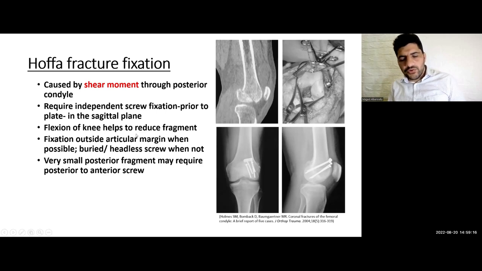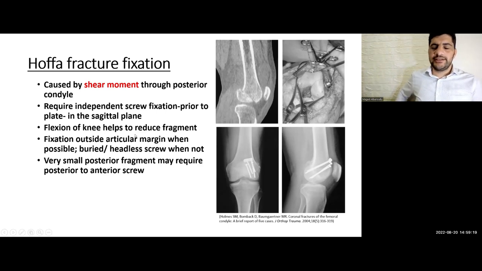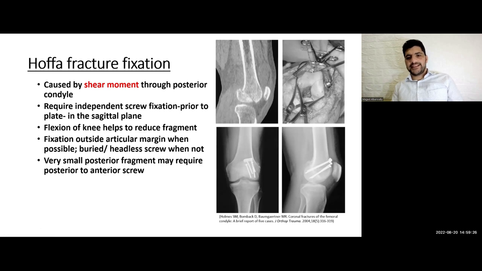Also, when you want to use a tourniquet in a fracture like this, it is advisable to flex the knee before inflating the tourniquet to make the hamstring muscle relax. Because when you inflate the tourniquet, the hamstring muscle will be tight, so it will be difficult for reduction. So bend the knee before inflating the tourniquet, and keep the knee bent while you reduce and fix the fracture.